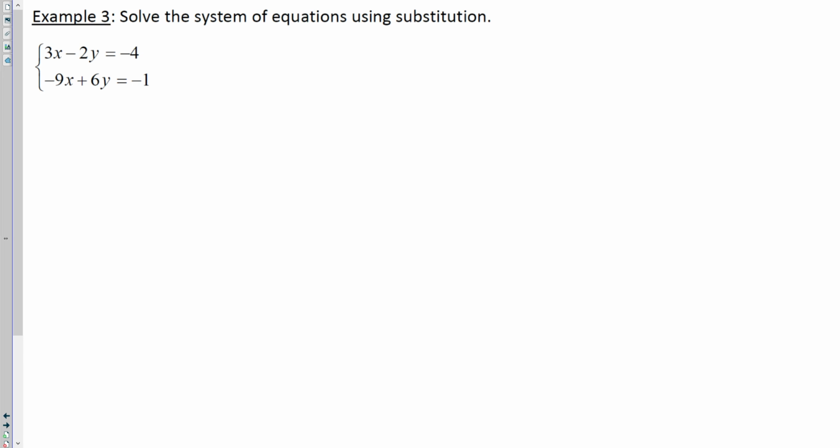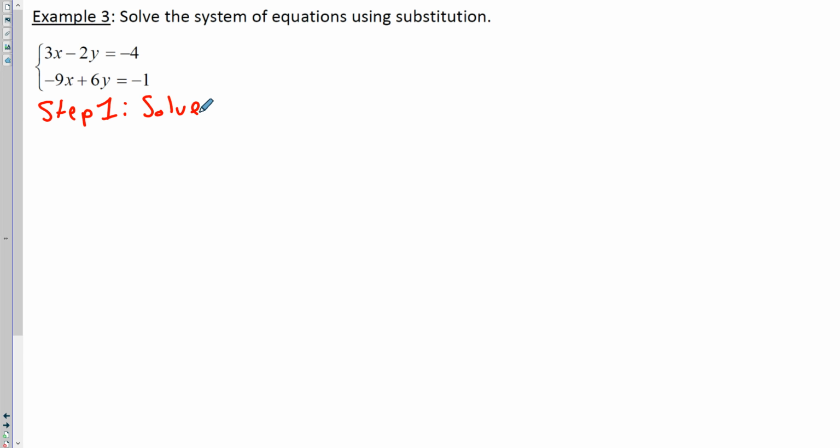In example 3, we'll go ahead and solve another system of equations using substitution. Just getting more practice in going through those steps. So here we can see we have our two equations. So step 1 would be to pick one of those equations and to solve for a particular variable.